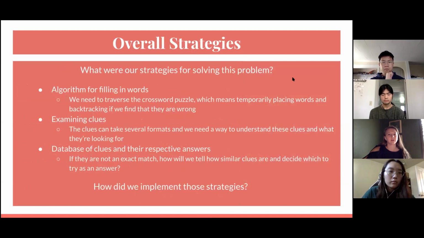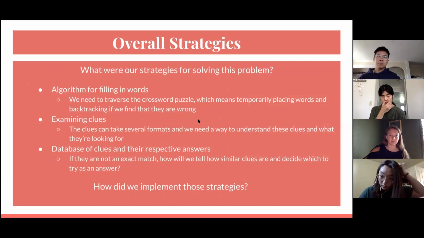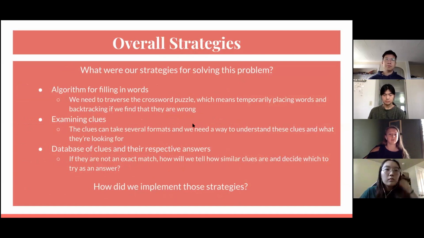As far as our strategies go for solving this problem, we were looking at 3 different things. An algorithm for filling in words first. We have to traverse the crossword puzzle, which means temporarily putting words into spots in the grid and backtracking if we find out that they're wrong. Second, examining clues. Again, clues take many formats and we have to understand the clues and what they're looking for. And then we also have a database of clues and their respective answers. So we need to know, if the clue we're looking for and the clue that's in the database are not an exact match, how do we tell how similar clues are and decide which to try as an answer in our algorithm? We're going to talk a little bit more right now about how we implement all of these strategies.